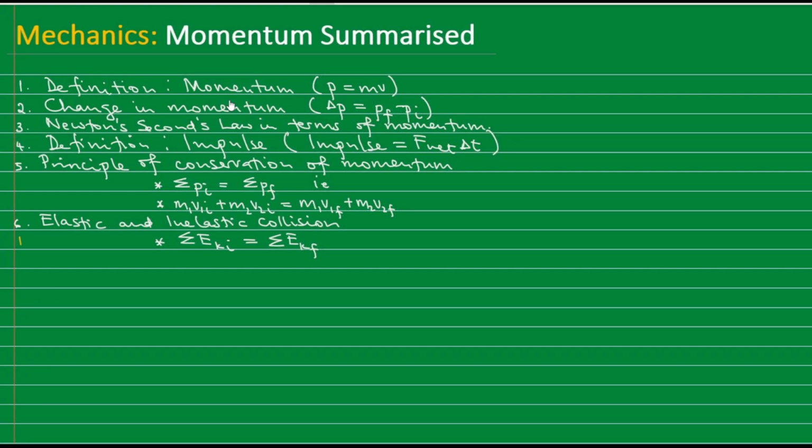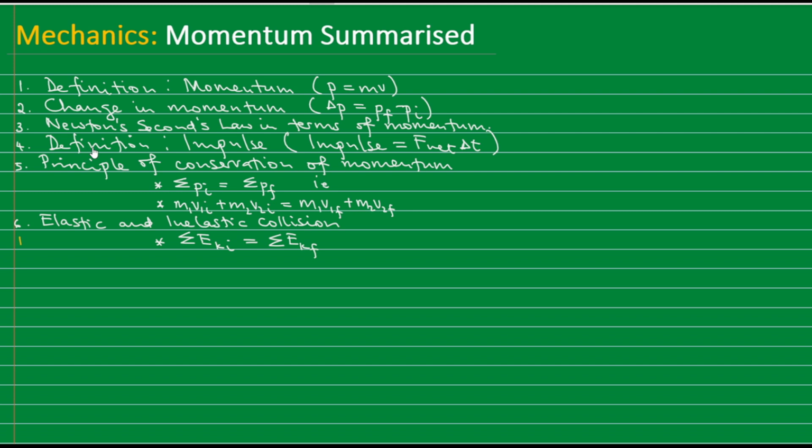In this section, I'm going to summarize some of the main topics or concepts that you find under the topic on momentum, which is mechanics. So I've listed the concepts here. The first one is we are going to define momentum. What is momentum? And then we'll also cover the change in momentum, which is delta P is equal to P final minus P initial. We'll also cover Newton's second law in terms of momentum.